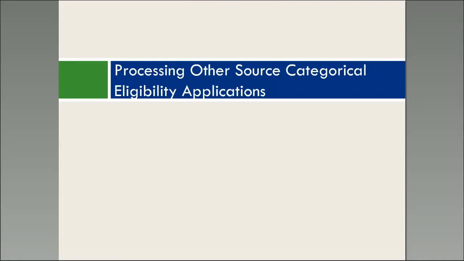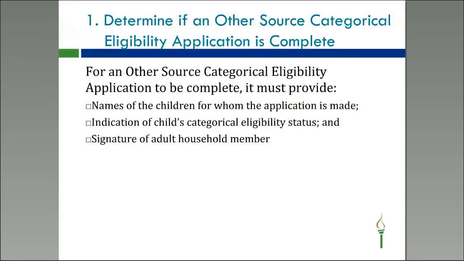The next type of application we'll talk about is the other source categorical eligibility application. For an other source application to be complete, it must provide the names of the children applying for benefits, an indication of the child's categorical eligibility status, and the signature of the adult household member.